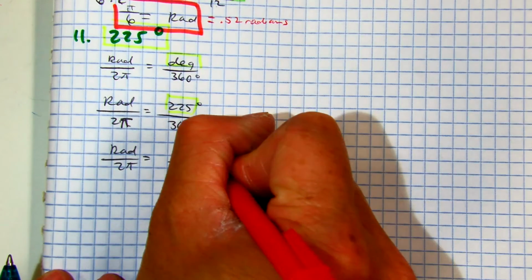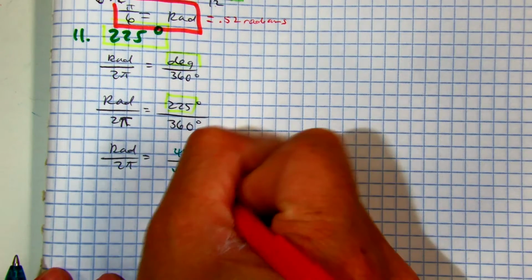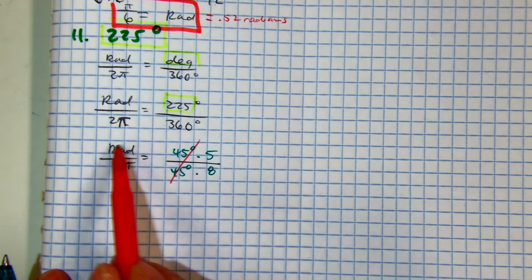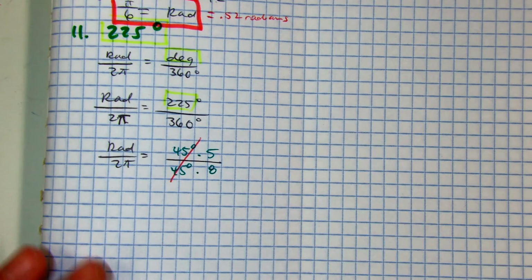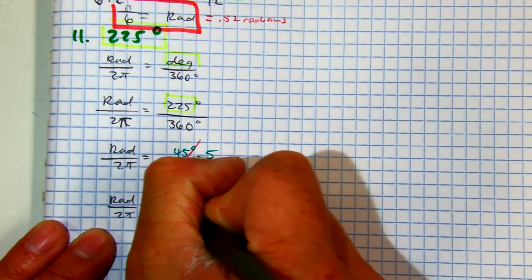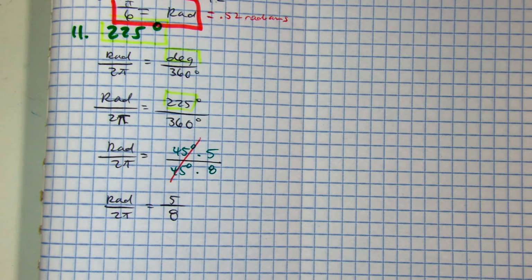And you'll actually see your unit conversion. You'll see that both of your degree symbols cancel. So you should never see radians equals something degrees. That would be incorrect. So now I have radians over 2 pi equals 5 over 8. And then now you can just apply a math trick called cross multiply.